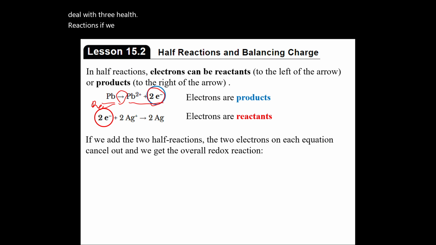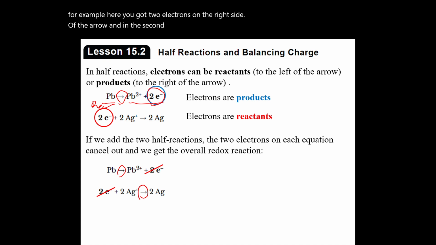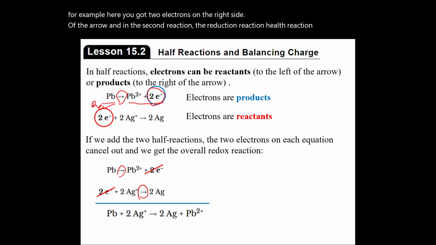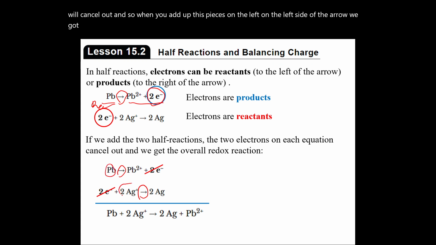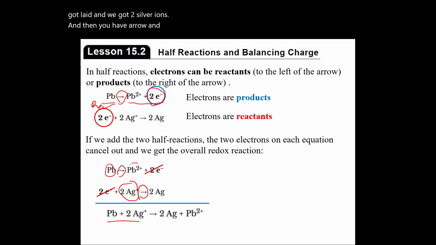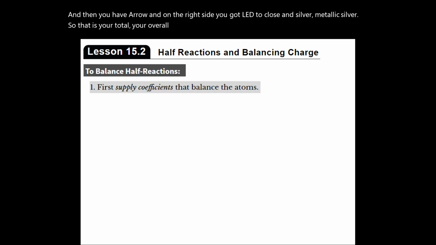If we add the two half reactions, the 2 electrons on each equation cancel out. So for example, here you got 2 electrons on the right side of the arrow, and in the second reaction, the reduction half reaction, they will cancel out. And so when you add up the species on the left side of the arrow, we got lead and 2 silver ions. And then you have the arrow, and on the right side you got lead 2 plus and metallic silver. So that is your total, your overall redox reaction.